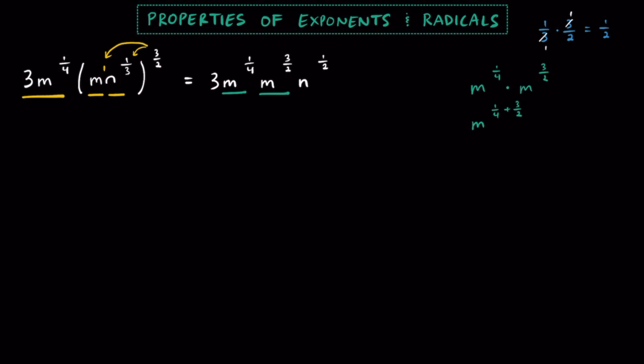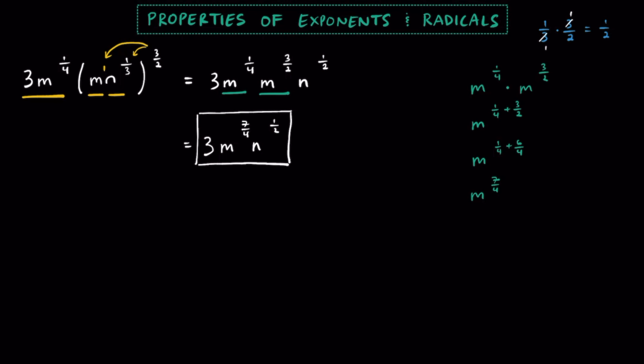Now we need common denominators here, so if we turn them both into quarters, that's 1/4 plus, that's the same thing as 6/4. So what's 1/4 plus 6/4? That's going to be m to the 7/4. Right, so that's combining those two. If we multiply it and write it a little shorter, then we can take our expression here and say this is going to be 3m to the 7/4 power, and then n to the 1/2 power. So this right here would be this expression simplified a bit, and we've written it in exponential form here.